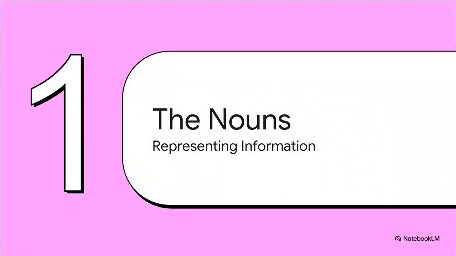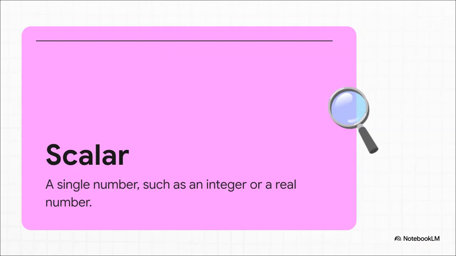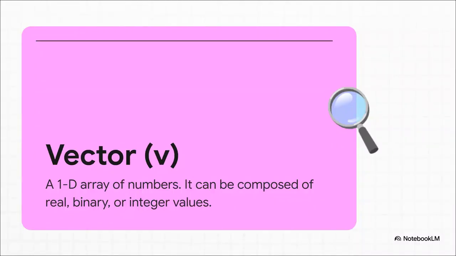Okay, so just like any language you might learn, we have to start with the nouns. These are the basic building blocks, the objects that actually hold all the information we care about. The simplest noun, the absolute most basic, is a scalar. Now, don't let the fancy name fool you. It's literally just a single number. Like the temperature outside, or your age, or the price of a cup of coffee. One single piece of data. That's it.